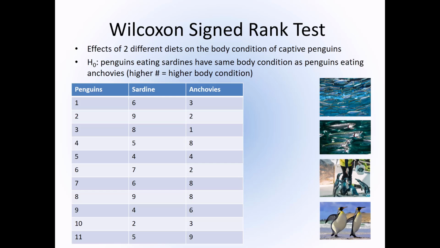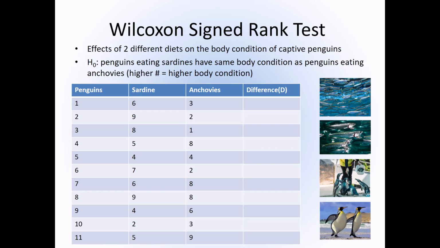And so in order to do this, we're going to use the Wilcoxon-signed rank test. And the first step to doing so after we have our data is to calculate the difference between these paired data values. So we simply take the sardine body condition value, subtract the anchovy body condition value, and we get our difference value. Now, one of the keys for this test, as we previously mentioned in the earlier slides, is that any individual in which the difference equals 0 needs to be removed from the data set.